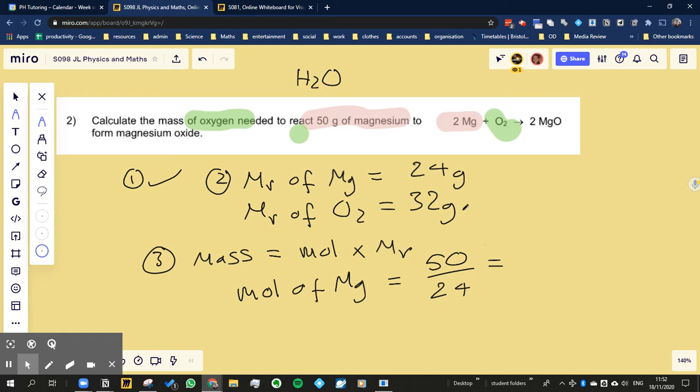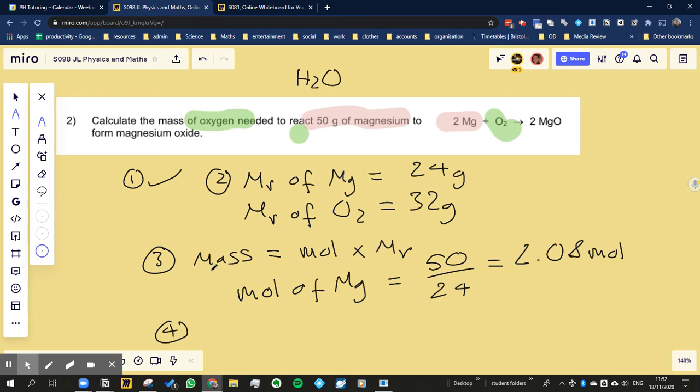If anybody's been confused for the last couple of seconds, I should have written magnesium, not potassium, but the molar mass of magnesium is 24 grams, so I'm doing the right equation. So 50 divided by 24 is 2.083, which looks about right. Let's just put 2.08 moles.